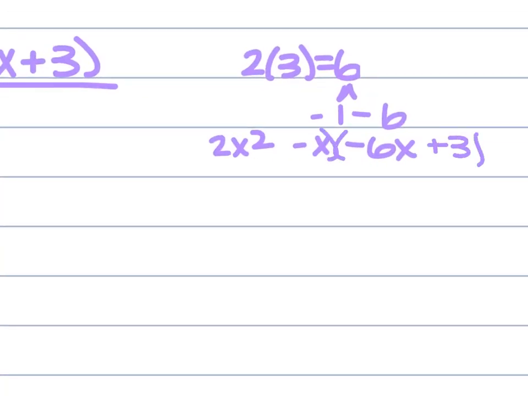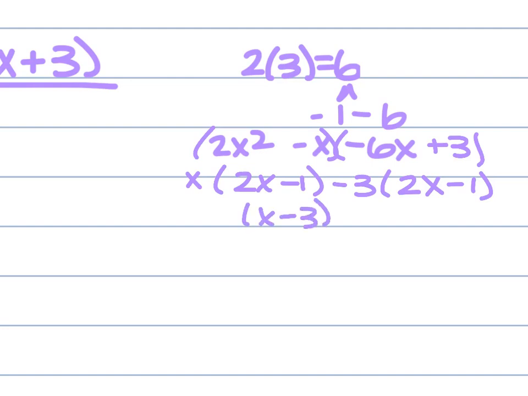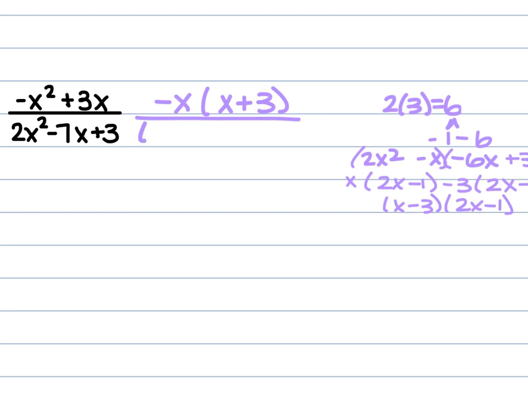So factor by grouping, we're going to factor out an x from the first. We'll be left with 2x minus 1. We'll factor out a negative 3 from the second. We'll be left with 2x minus 1. So this is going to be x minus 3 times 2x minus 1. So when we write this, x minus 3 times 2x minus 1.